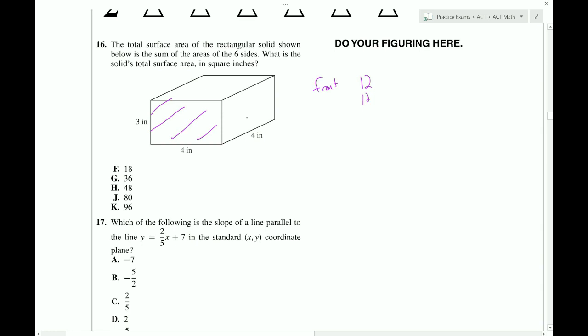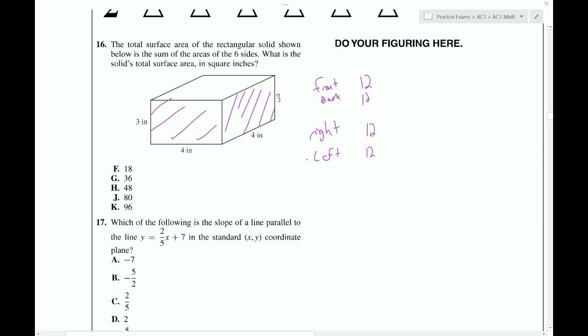Now, if we look at, let's say, the right-hand side, it has a depth of 4 with a height of 3. So that has an area of 12, and so does the left have an area of 12.